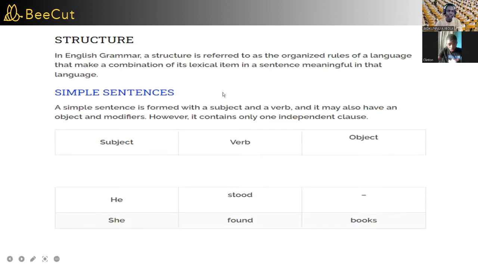Now, we've looked at the lexis aspect of lexis and structure. Now I'm talking about structure. In English grammar, structure is referred to as the organized rules of a language that make a combination of its lexical items in a sentence meaningful in that language.